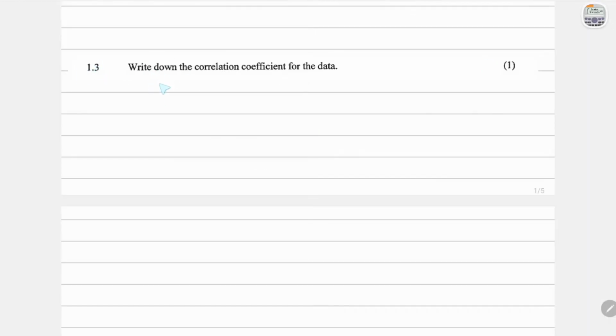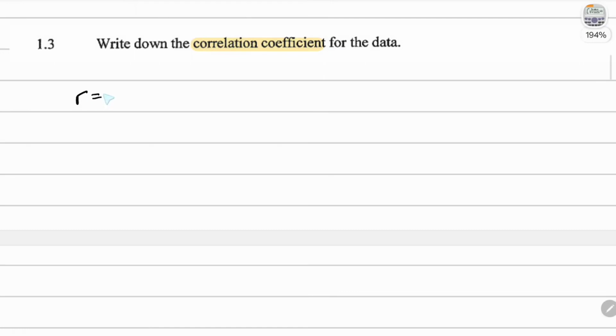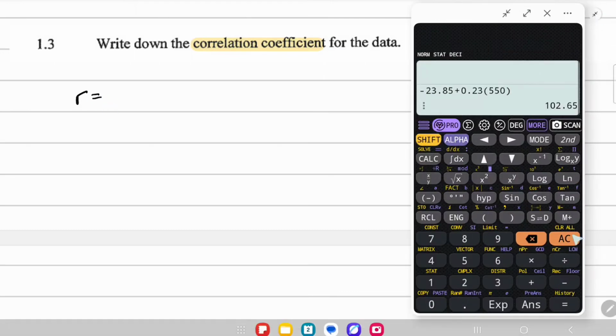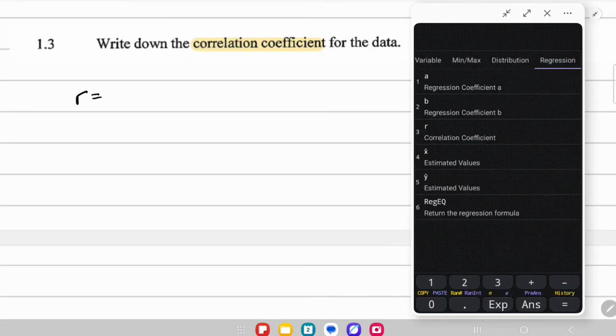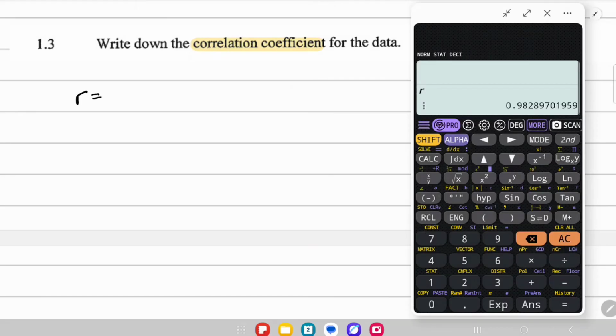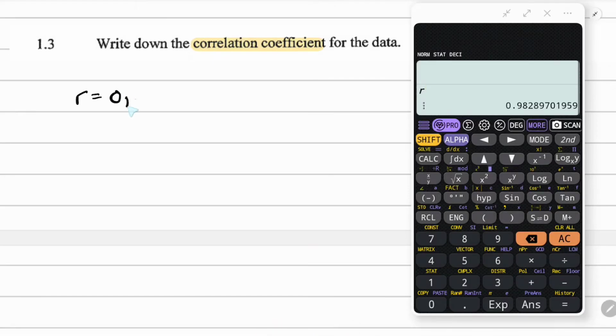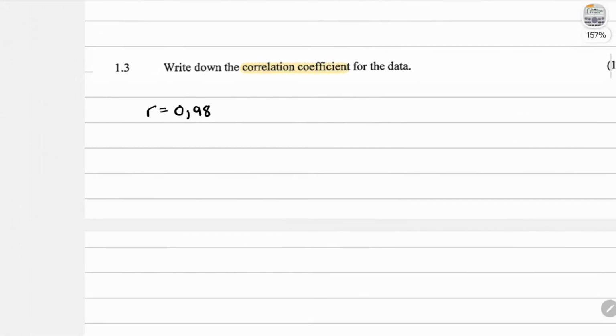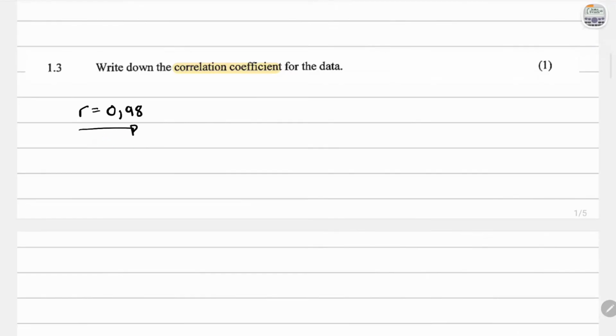Question 1.3 wants us to write down the correlation coefficient for the data. So that is that value of R that we have in our data. Okay, so on our calculator, we can get rid of this by saying AC. And then if you say Shift and 1, then our data will pull back up again. And you need to go for regression again. And then you'll see that R is your correlation coefficient, which is 0.98. And this is very strong. You see how close it is to 1. Okay, but they didn't really ask us to comment on its strength, so this is our answer.